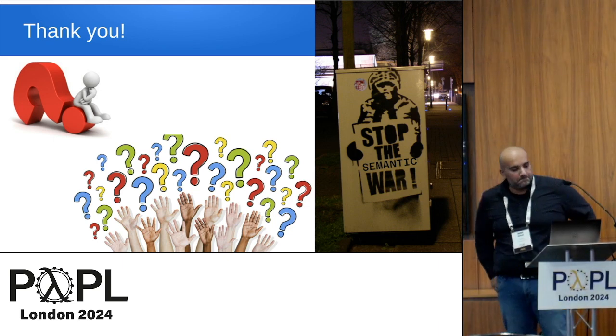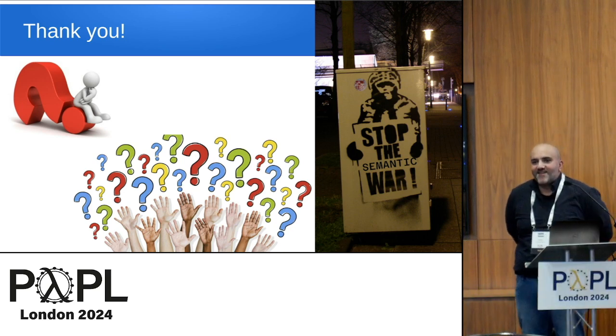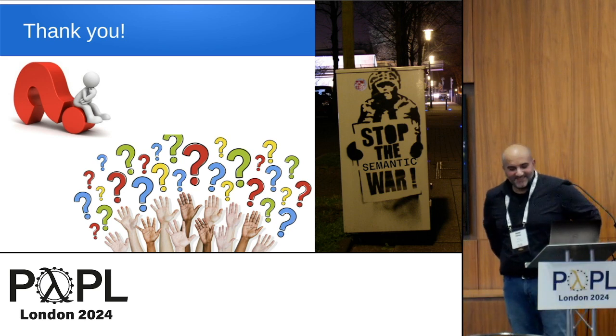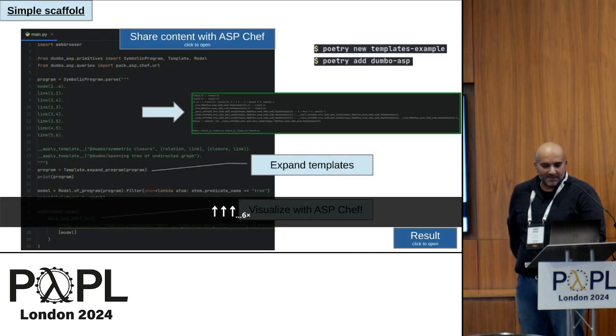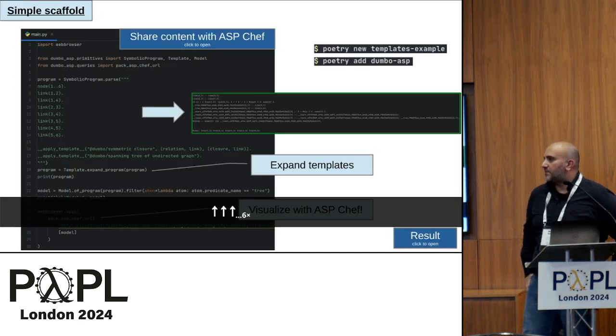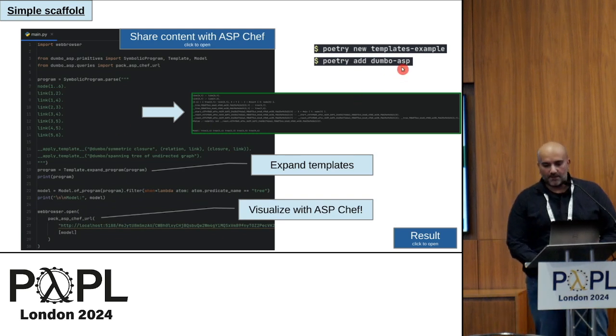Questions, anyone? So I guess the library of templates you said is available for people to use? Yes, it's part of this Dumbo ASP. It's on PyPI and GitHub. So one can easily add the dependency, and you see, that's a wrapper around the Clingo Python API.